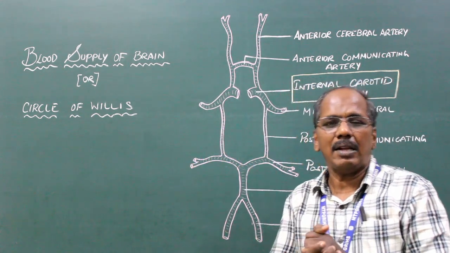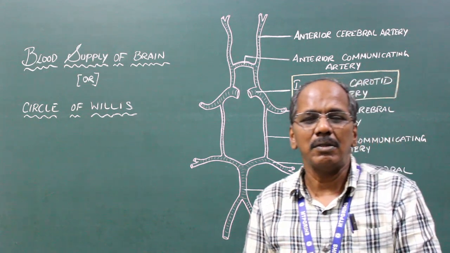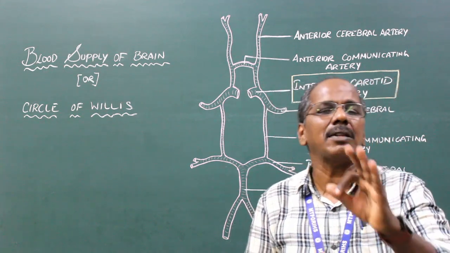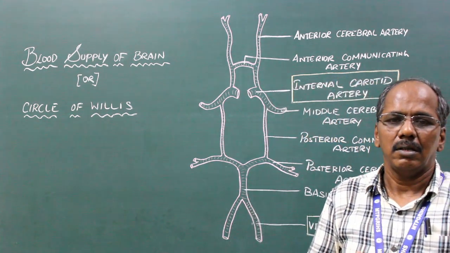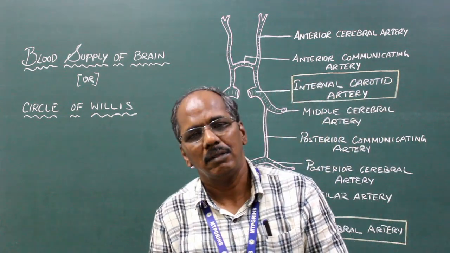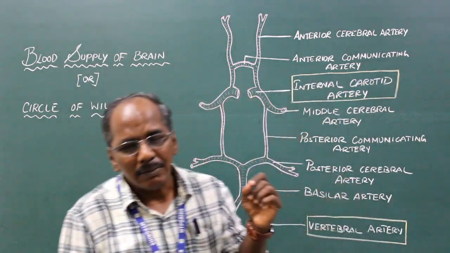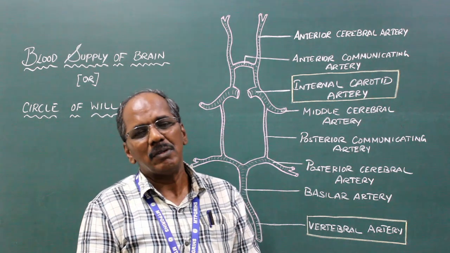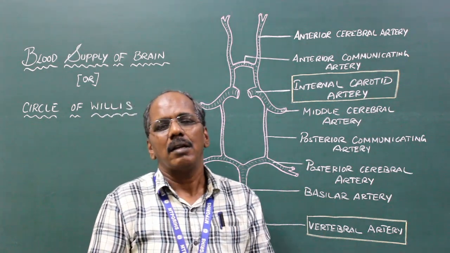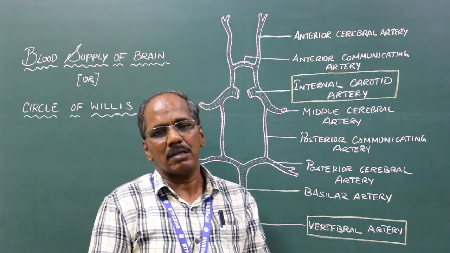The cerebral arteries give rise to three types of branches. Number 1, cortical branches. Number 2, central branches. Number 3, choroidal branches.